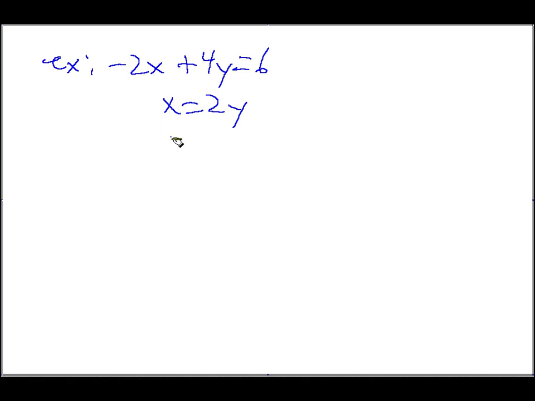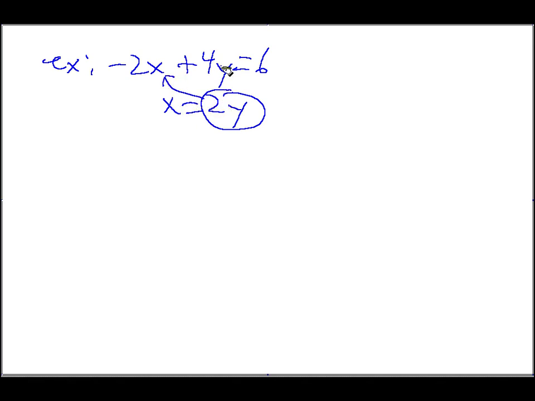Now this time, the second equation is very nice, because x is already isolated and is equal to 2y. So I just have to substitute this in for x in the first equation. So again, x is equal to 2y in the second equation. Let me plug it in for x in the first equation.